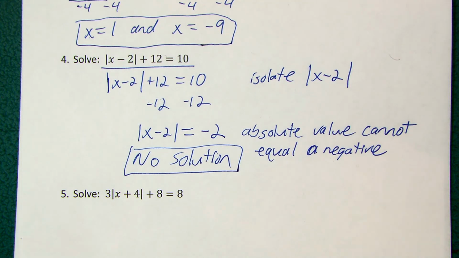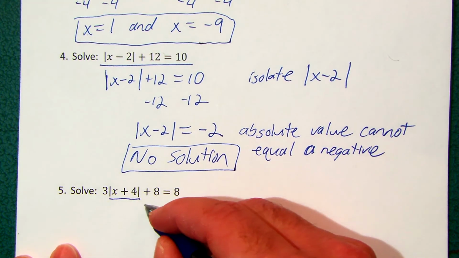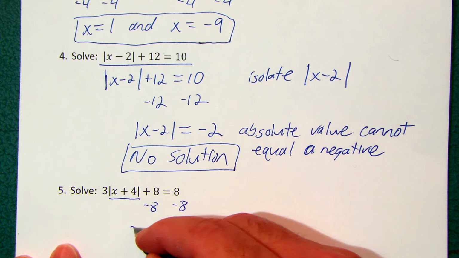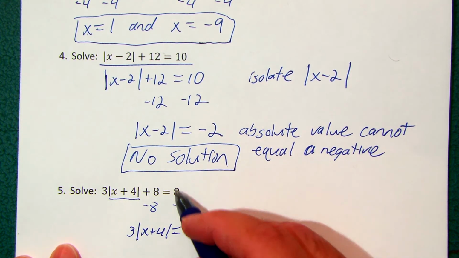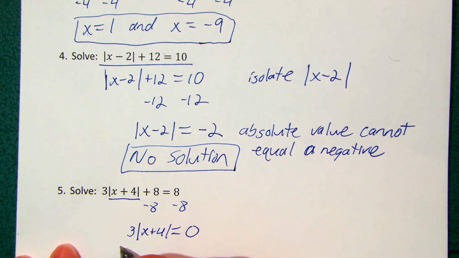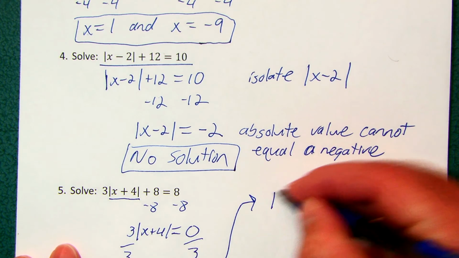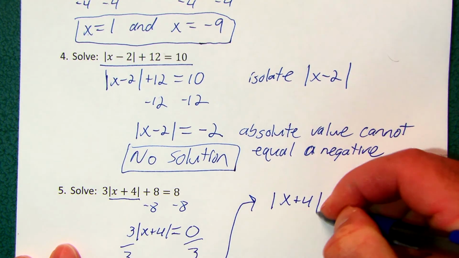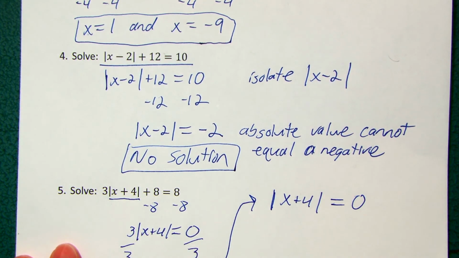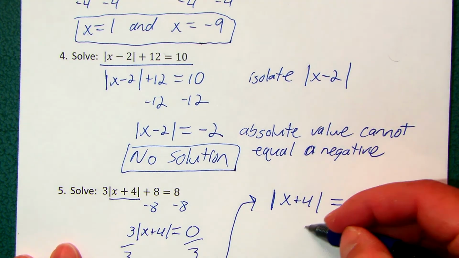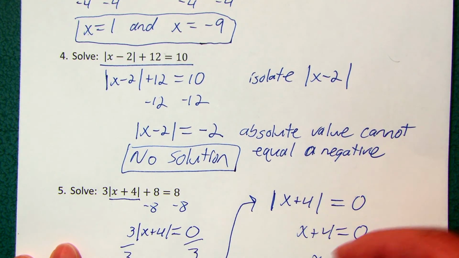Same kind of deal on number 5. You got to isolate absolute value of x plus 4. So first thing I do is subtract 8 from both sides. So now I have 3 times the absolute value of x plus 4 equals 0. 8 minus 8 is 0. That's okay. Divide both sides by 3. So the absolute value of x plus 4 equals 0, which is fine, okay? Just drop the absolute value. We have x plus 4 equals 0. So x equals -4.